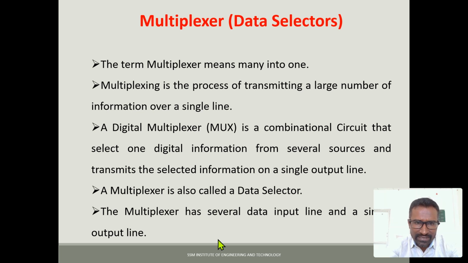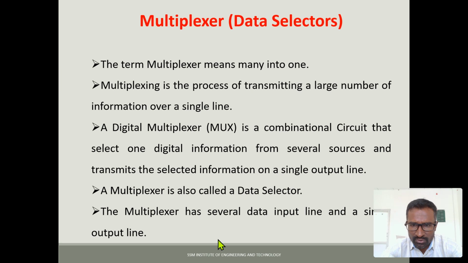So we call it a data selector. We will see why it is called a data selector. It is the process of transmitting a large number of information over a single line. So we have a common, single communication line, and a larger number of pieces of information are transmitted there. So MUX is a combinational circuit that selects only one digital information from the available sources.